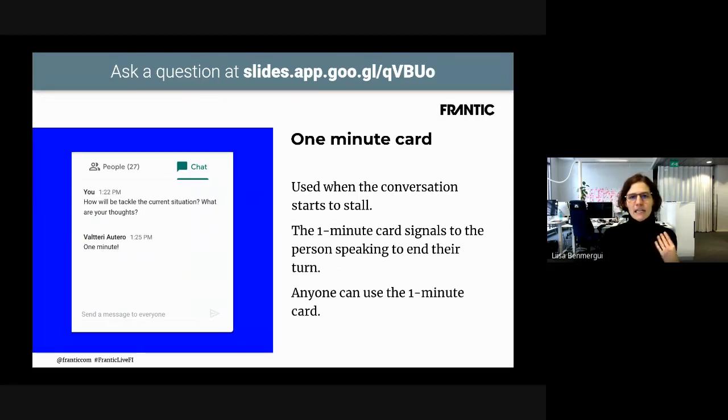But in remote, you can just use your chat windows, or if you have few people, then your video, and just have people waving their hands. But it's easiest to use the chat.